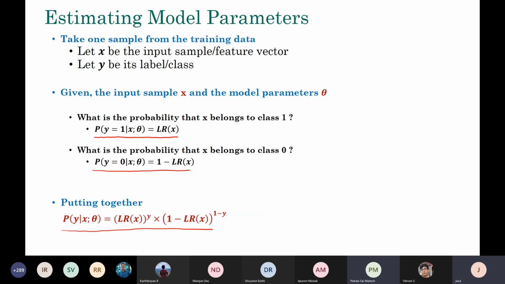Because you do not know theta yet, and theta you have to figure out. Okay, all right. So let's see what we do in the next slide.